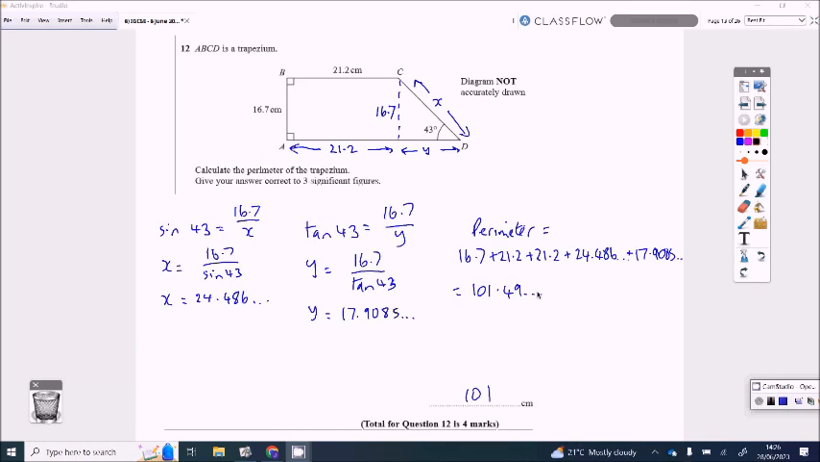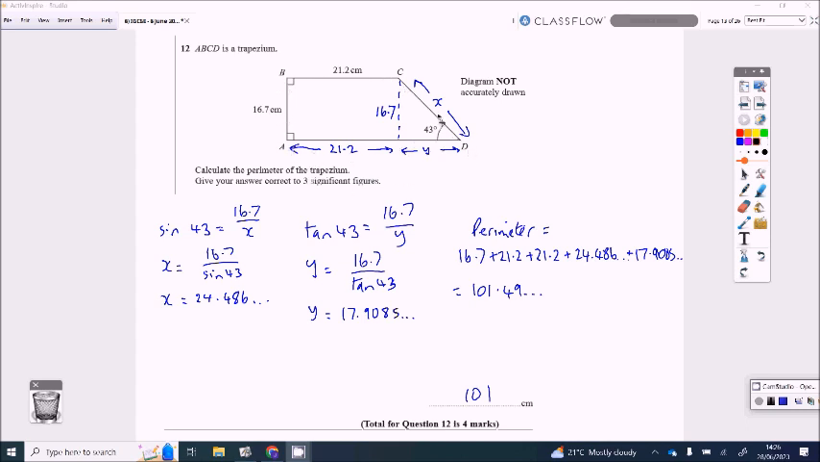Question 12, we're being asked to work out the perimeter of this trapezium. That means the length all the way around the shape. So in order to do that, we're going to need to know this length here, which is obviously 21.2, and this length here, which I'm calling y, and this length here, which I'm calling x, and then we can just add up all these lengths on the outside.